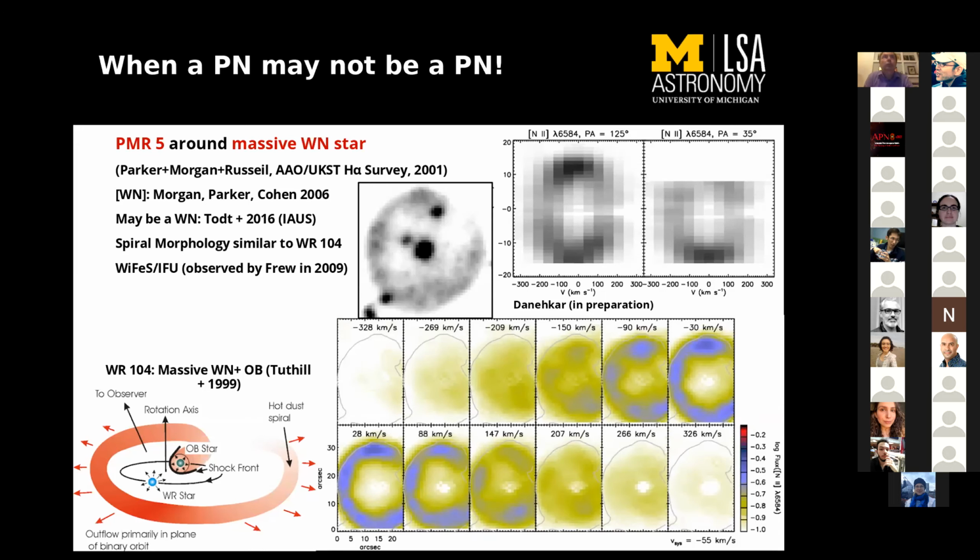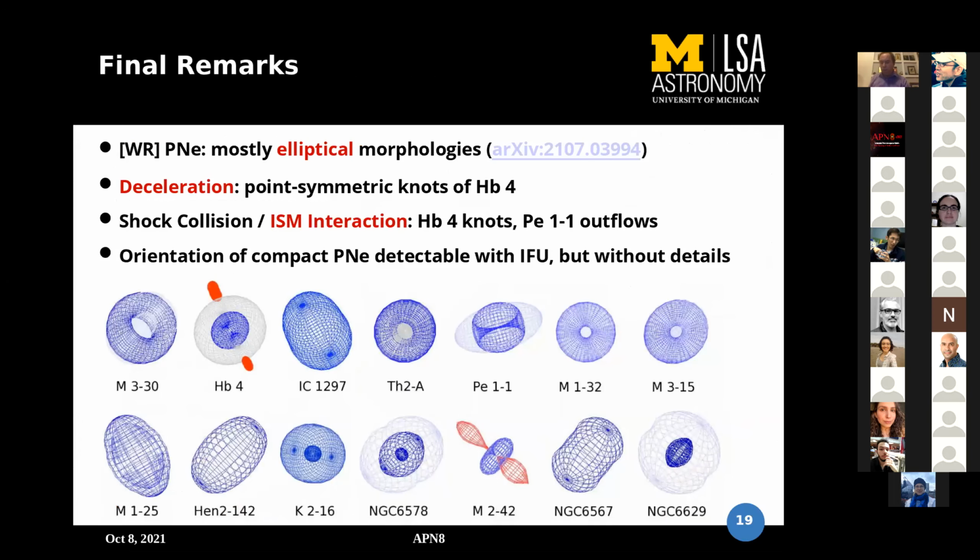WR104, which has similar morphology. It's my last slide. In WR104 we have a binary, an OB star and a Wolf-Rayet star, and this made the shell. So this object PMR5 could also be a massive planetary nebula, and similarly also have a binary planetary nebula. And there is another paper which I'm currently working on, and in this paper I also present velocity diagrams and PV diagrams of these objects. And these are my final remarks.